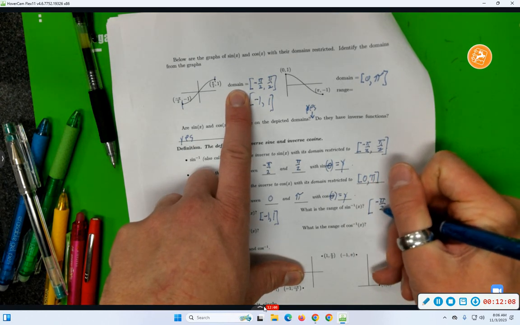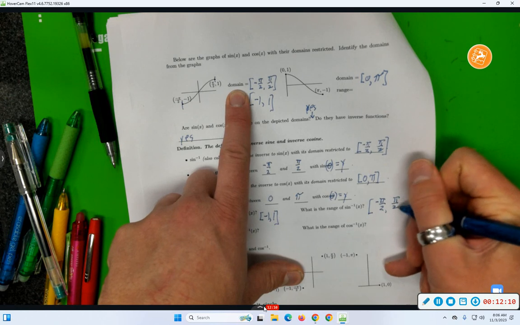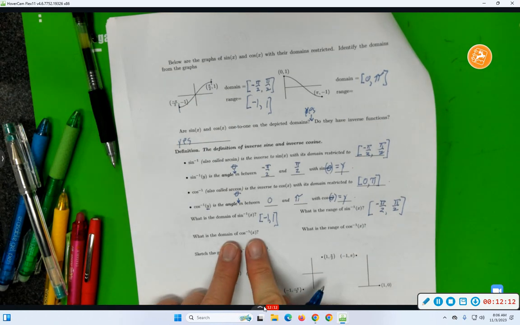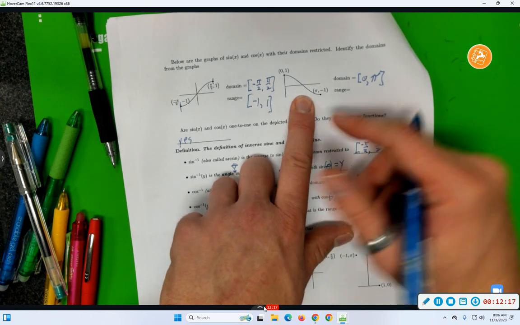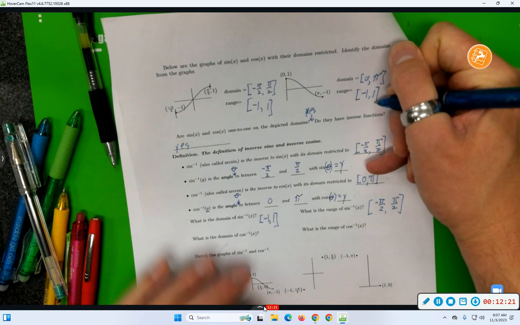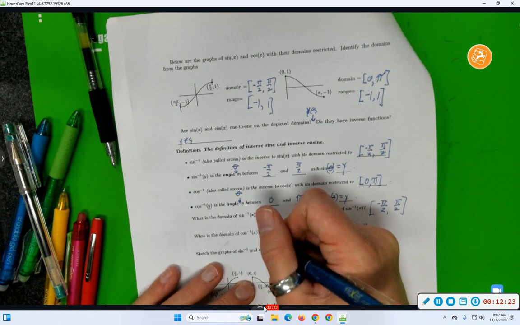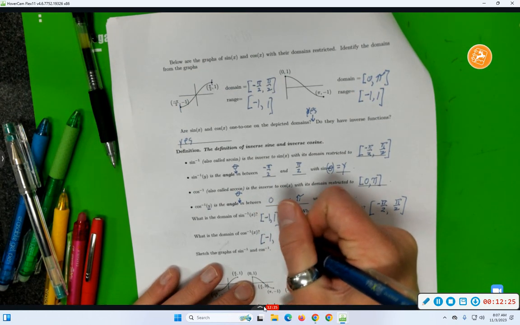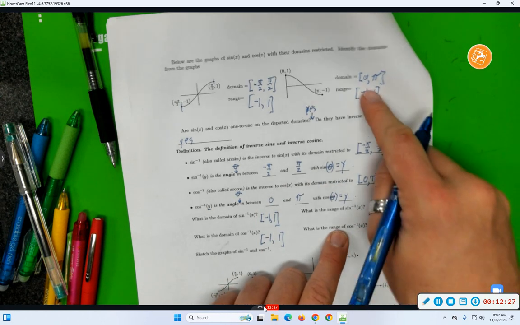Negative pi over 2 to pi over 2. Same thing for cosine. What's the domain of inverse cosine? Well, it'll be the same as the range of cosine. So the domain of inverse cosine is negative 1 to 1. Its range is 0 to pi.